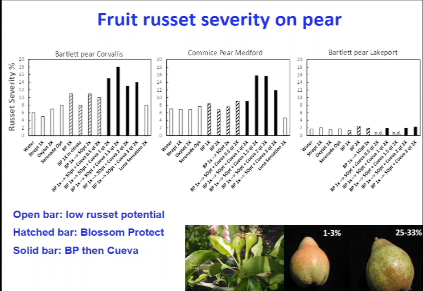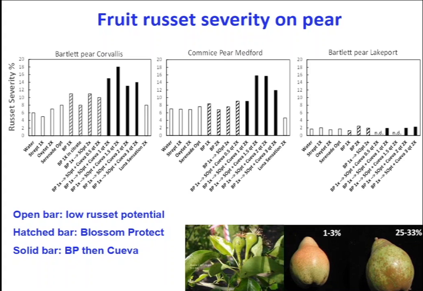The next box is Comice pear, and Comice pear, you just sort of blink at it or wink at it, and it wants to russet. It's kind of the poster child of fruit sensitivity to russet. And you can see here the same treatments going across: water, strep, Oxytet, Serenade, the lowest levels of russet. Then you get into the Blossom Protect, and not really much of a change, and this is a dry environment, so there's not a lot of water around, so you don't really see much of a change there.